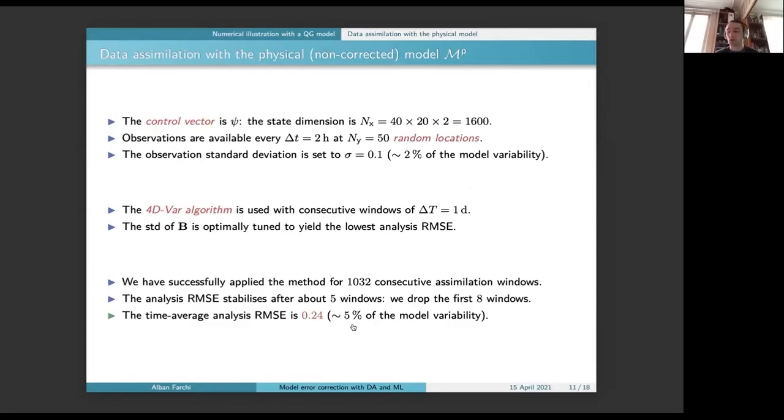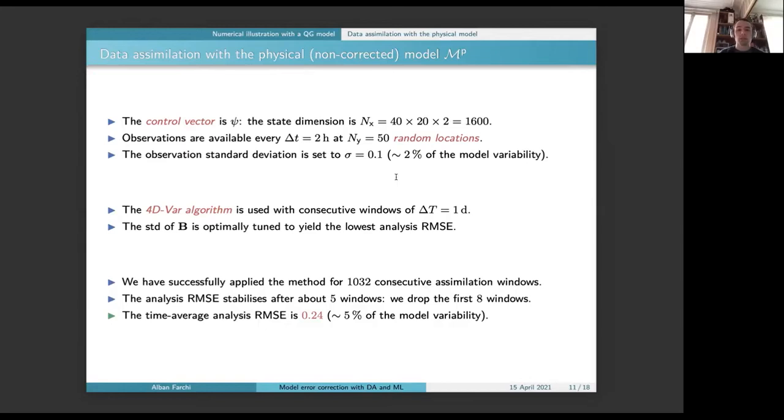And what we first need to do is data assimilation with the non-corrected model. For the data assimilation step, we assume that the control vector will be the stream function, which gives us a number of variables equal to 40 times 20 times 2 layers, which is 1,600. We will take observations every 2 hours at 50 random locations, and we will use an observation standard deviation of 0.1, which in this case represents 2% of the model variability.